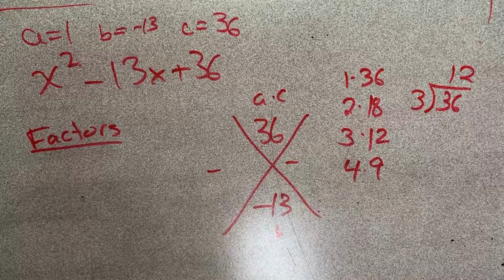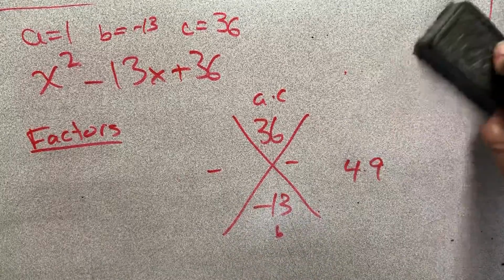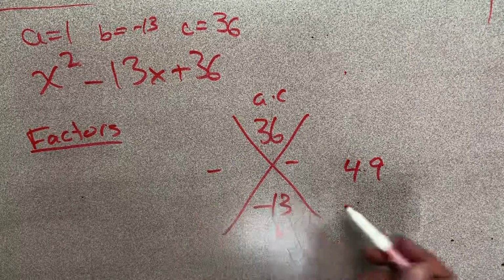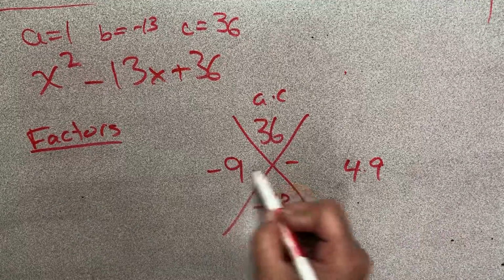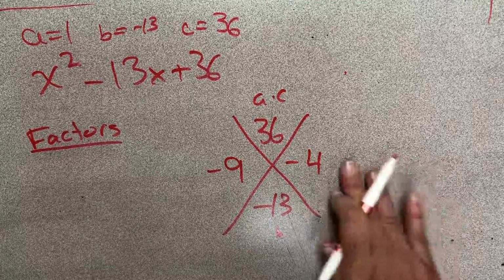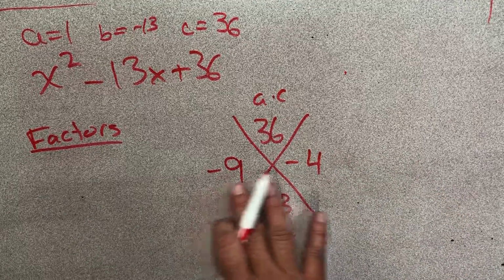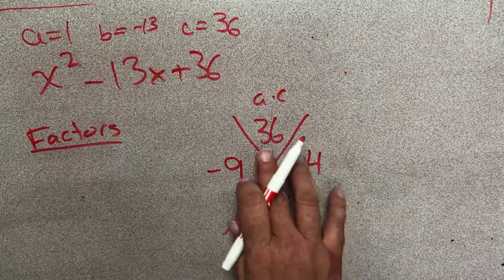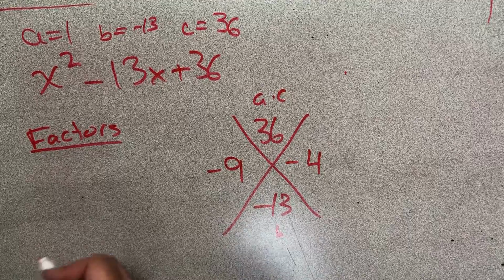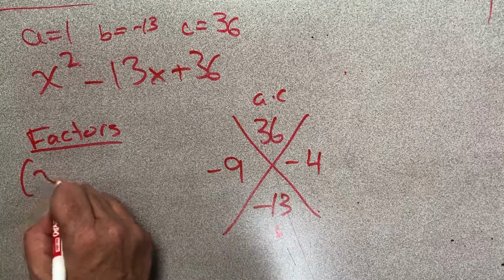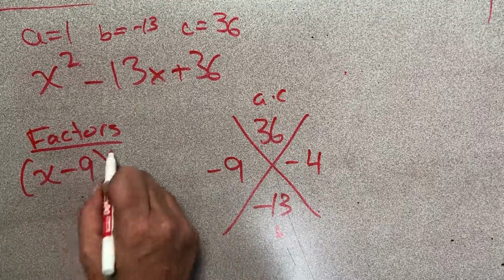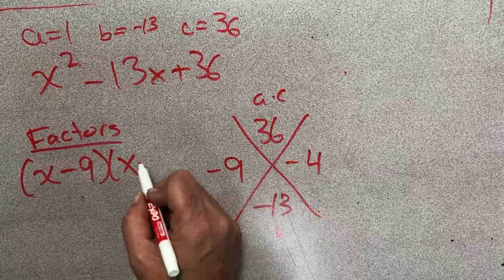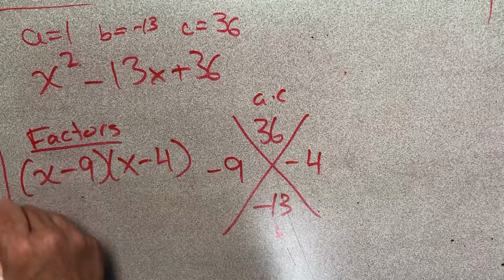We found it. So when you put the two numbers here, I like to put the big number first. I already knew they were negative, negative. Negative 9, negative 4. If you add them, you get negative 13. If you multiply them, you get positive 36. Hey, I just found my factors if I do this: X minus 9, X minus 4. That's my answer right there.